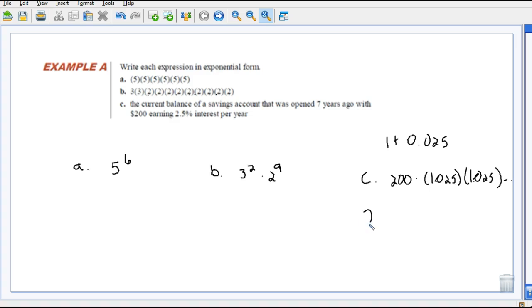So I can say this would be the same as 200. I'm multiplying this 7 times, right? So it's going to be 1.025 to the 7th, because I'm multiplying this 7 times. So it would be 200 times 1.025 to the 7th. And there you go. There's example A. Let's move on to example B.